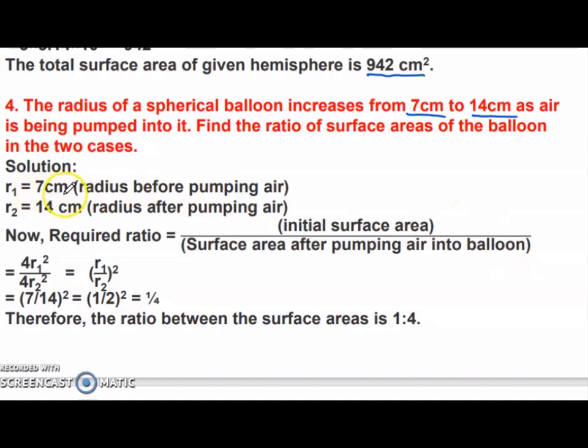So initial radius is 7 centimeter, and after the air was pumped inside the balloon, it became 14 centimeter. So this will be 4 pi r1 square, and this will be 4 pi r2 square. So 4 pi, and here 4 pi will get cancelled. So you will get r1 by r2 the whole square. Now r1 is 7, r2 is 14. So 7 by 14 is 1 by 2. 1 by 2 the whole square, that is 1 by 4. So the required ratio will be 1:4.